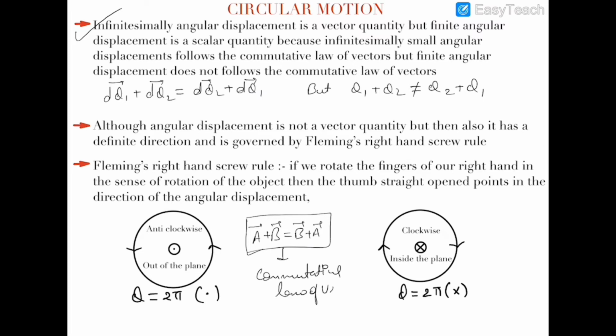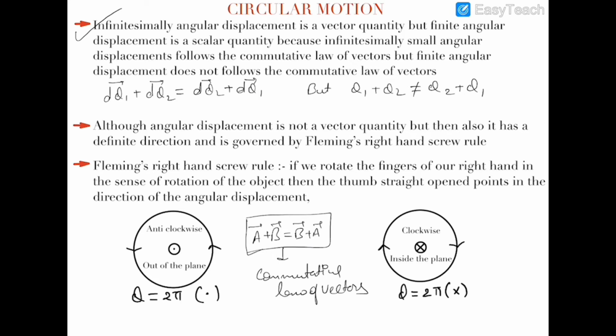Of vectors. So very small, infinitely small angular displacements follow this commutative law, but the bigger angular displacements do not follow this commutative law. So when we are concerned about infinitely small angular displacements, then we can say that those angular displacements are vector quantities, but finite angular displacements, which are large enough, are not following the commutative law, hence they are not vector quantities.